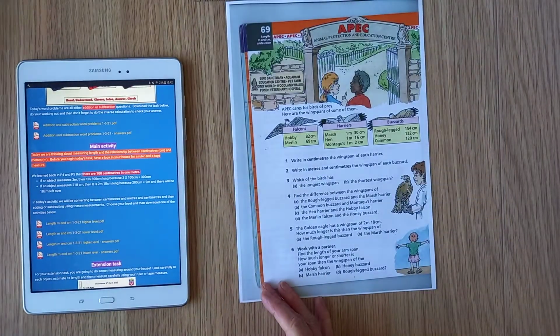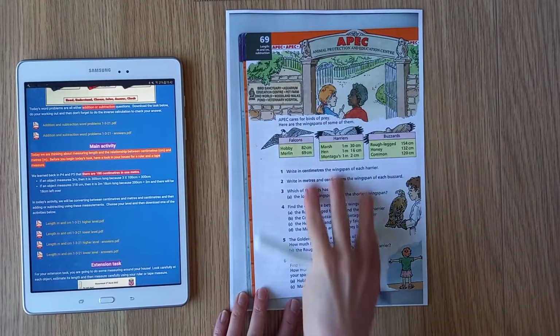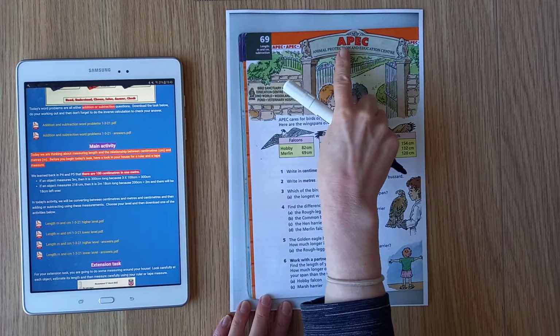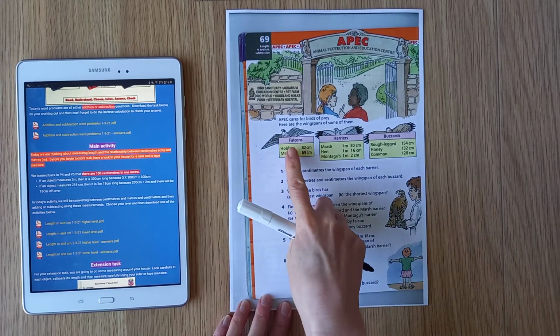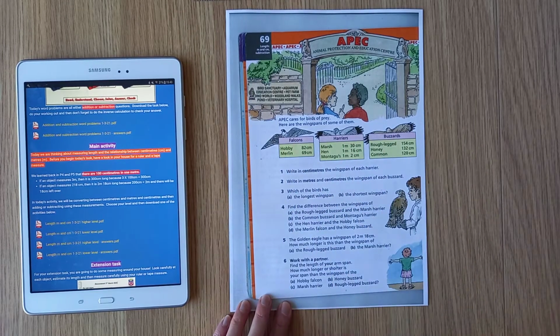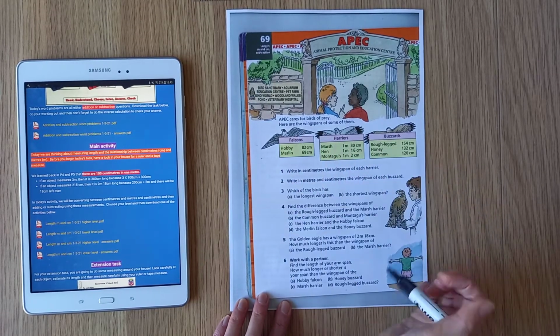If you choose to do the lower level task, if you choose to do the higher level task, this is your higher level page. And today you're thinking about some animals, some birds in particular, birds of prey that have been found at the Animal Protection and Education Centre. At this centre, they have lots of birds of prey, including falcons, harriers and buzzards. So what you're going to be thinking about is to do with these birds, and you're thinking about their wingspan.